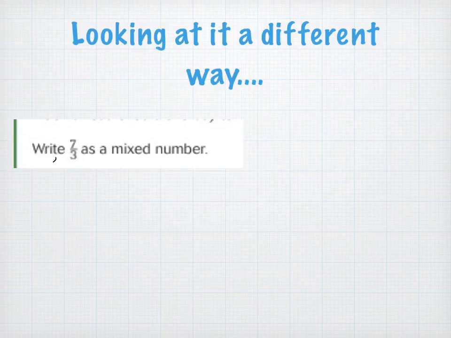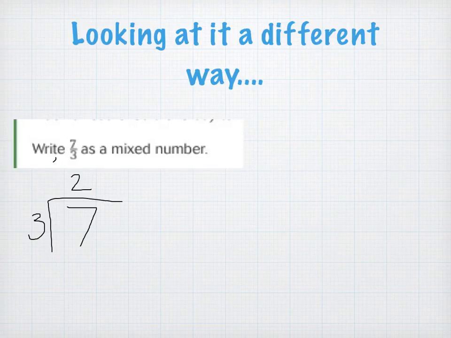So let's take 7/3. 7 is my numerator, so I'm going to divide 7 by 3. I know that 3 goes into 7 2 whole times. 2 times 3 is 6. If I subtract those, I get 1 as my remainder.